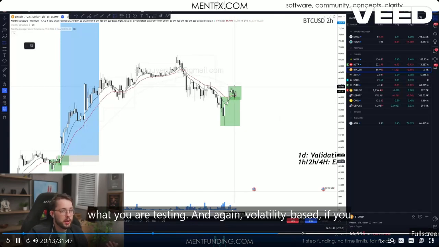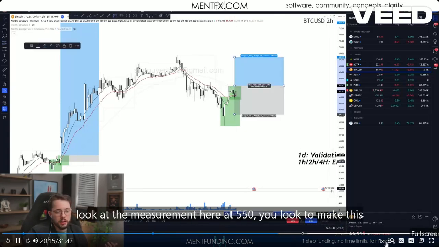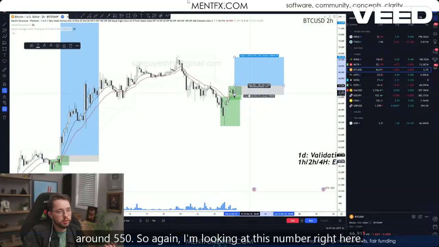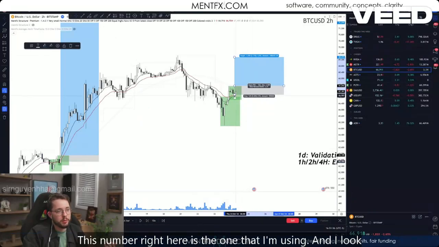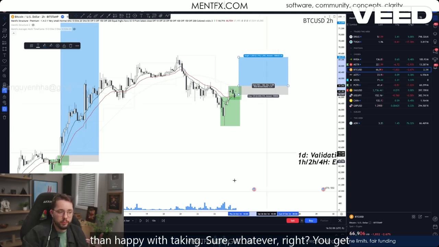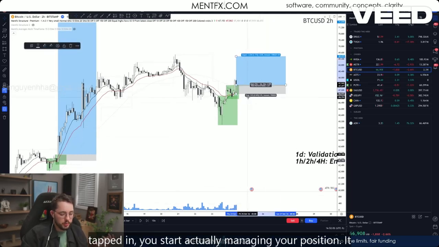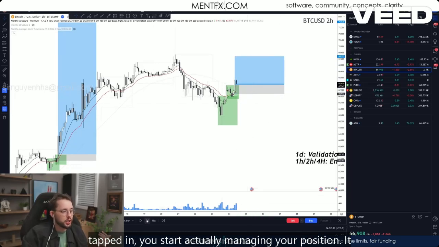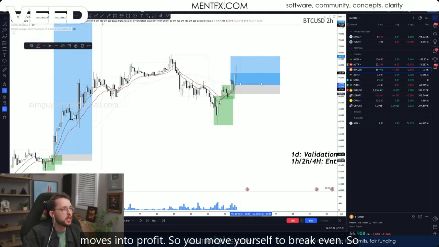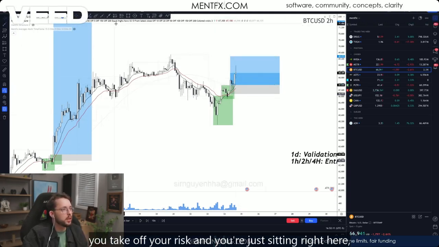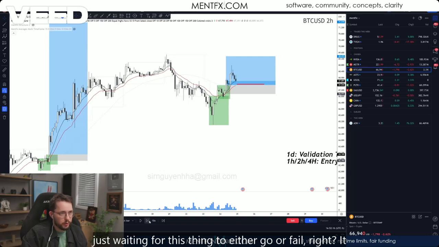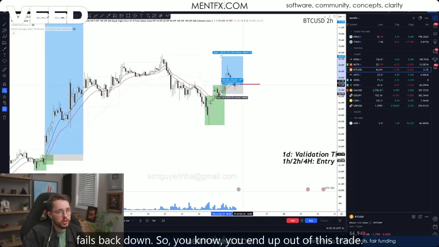And again, volatility based, if you look at the measurement here at 550, you look to make this around 550. So again, I'm looking at this number right here. This number right here is the one that I'm using, and I look at this to be 550. This might be a move I'm more than happy with taking. Sure, whatever, right? You get tapped in, you start actually managing your position. It moves into profit, so you move yourself to break even. So you take off your risk, and you're just sitting right here, just waiting for this thing to either go or fail, right? It fails back down, so you end up out of this trade.